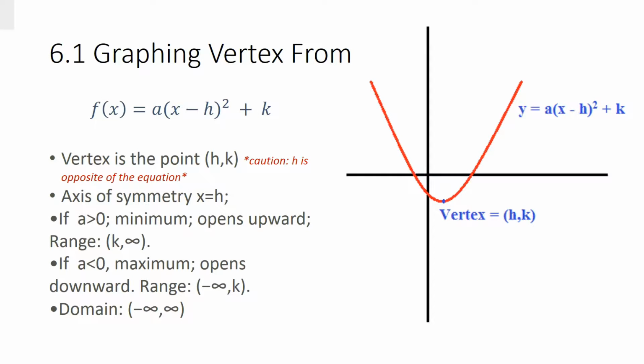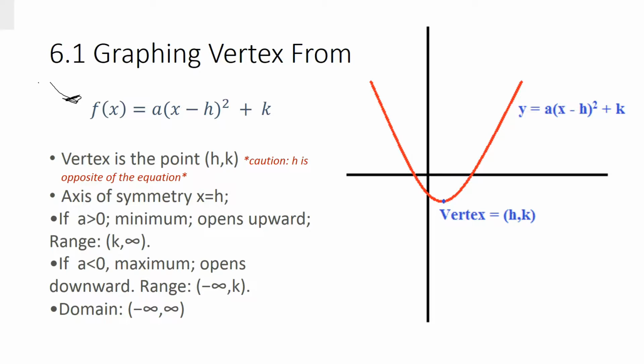Alright guys, this is the video for 6.1, graphing in vertex form. I'm going to go over the transformations in just a minute, but for now make sure you write this down. Here's the formula to write it in vertex form: a times (x minus h) squared plus k. Your vertex is at the point (h, k).